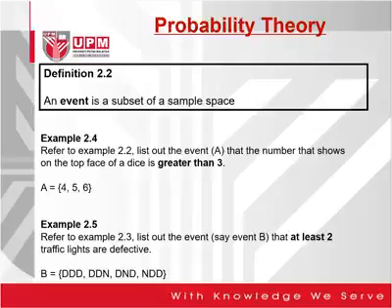Again, another example. Refer to the example of traffic lights. You say at least 2 traffic lights are defective, so it means that we got 2 D. That's why we label it as event B: at least 2 traffic lights are defective. DDD, DDN, DND, and NDD. The sequence of D and N plays a different role. They are not the same. Like DDN and DND, even though they both have 2 D, they are two different cases.